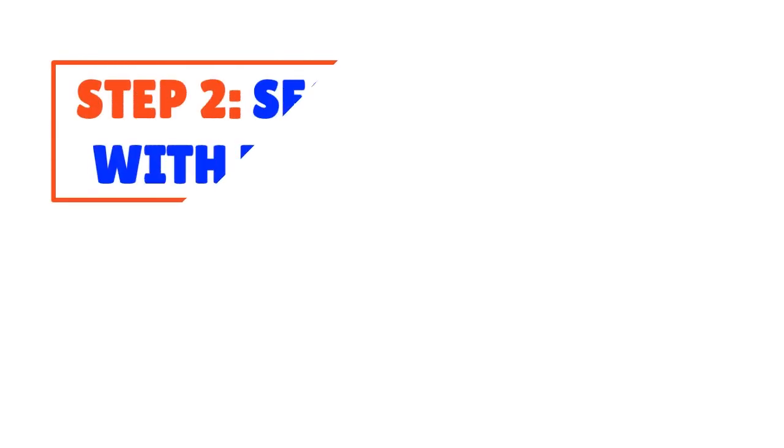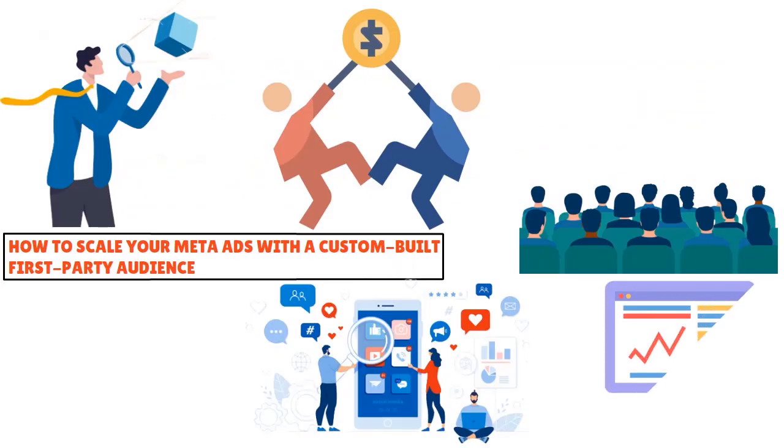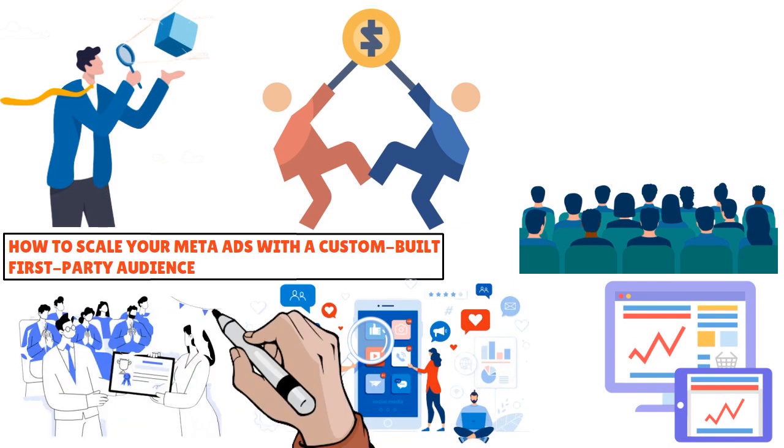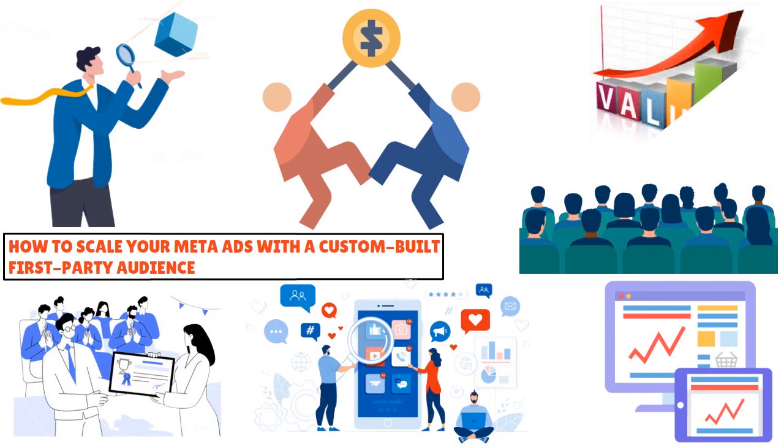Next, you want to segment smarter with first party data. Once you restore your signals with server side tracking, it's time to kick things up a notch by using your first party data to segment and build strong audiences. It's not just about having audiences, it's about having what I call qualified audiences. Audiences that are ready to buy, audiences that can add value to your bottom line.